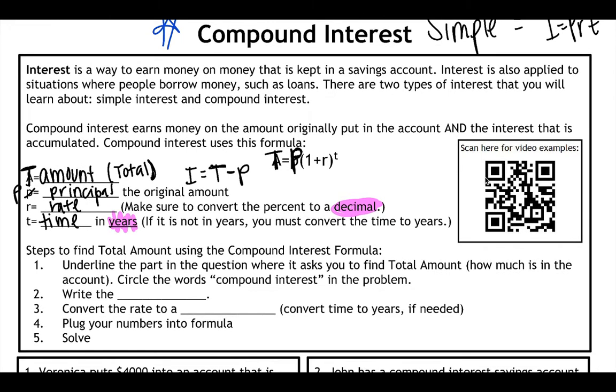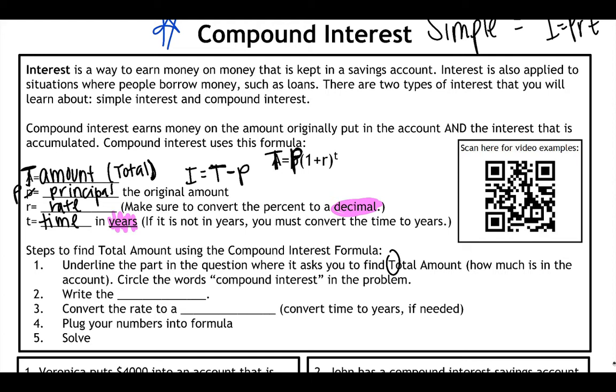Okay, so let's go through the steps. Step number 1 is underline the part in the question where it asks you to find the total amount. Oh, look, total. See, that's why we put a T there. How much is in the account? Circle the words compound interest in the problem.